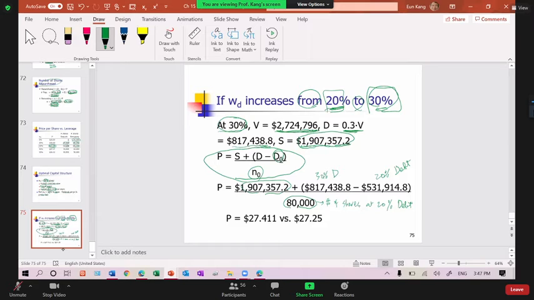So if you divide that by 80,000, then you will get 27.41 compared to 27.25. Then what? 41 minus 25 is 16 cents different, right?